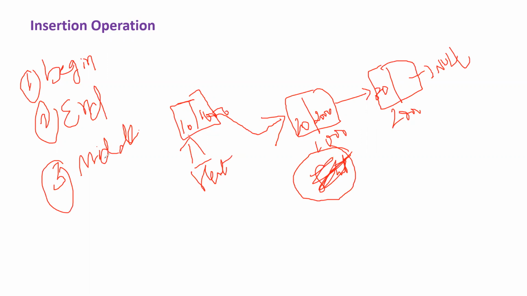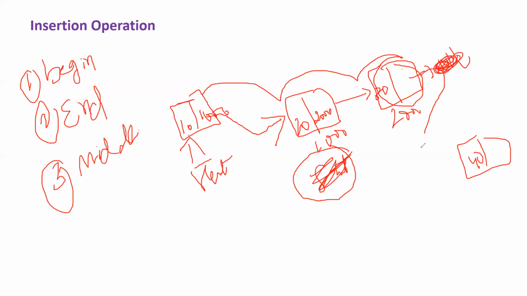If you want to insert at the end, you will create a node like this, and you will take a temporary pointer and traverse like this. Once you reach the last node, instead of storing null, you will store this address. For example, this address is 3000. Instead of storing null, you store this 3000, and then you will make this node's address value null. So you can see the updated linked list 10, 20, 30, 40.